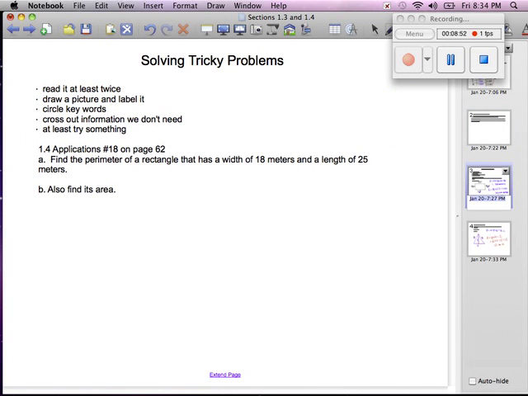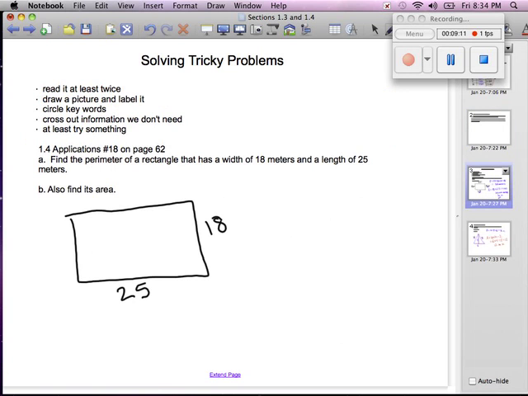So, number 18 on page 62 says find the perimeter of a rectangle that has a width of 18 meters and a length of 25 meters. And also find its area. So we're going to draw a picture of a rectangle that's 18 by 25. Doesn't matter which is which.